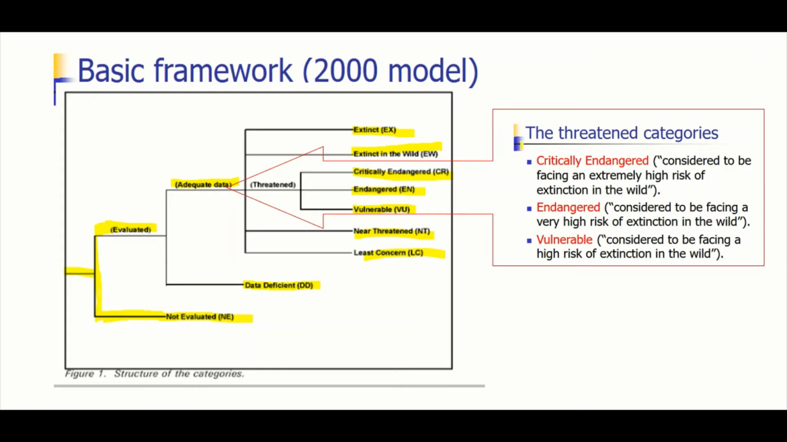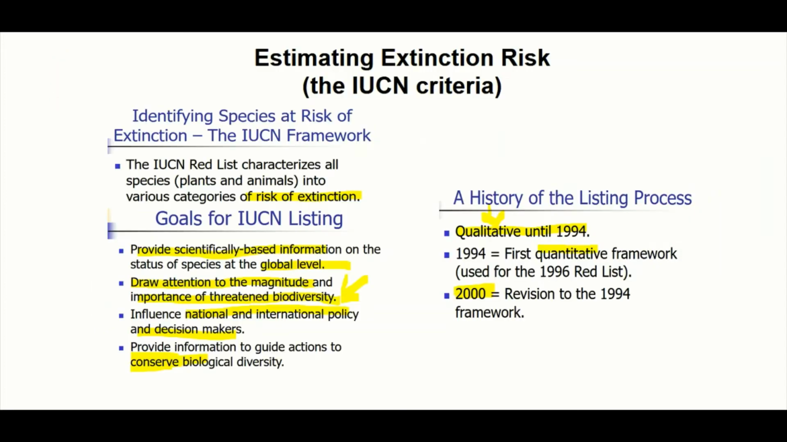So the threatened species, of course, here is the area where we have critically endangered considered to be facing extremely high risk, then endangered we said very high, then vulnerable high risk of extinction. So remember we are talking about estimating extinction risk.